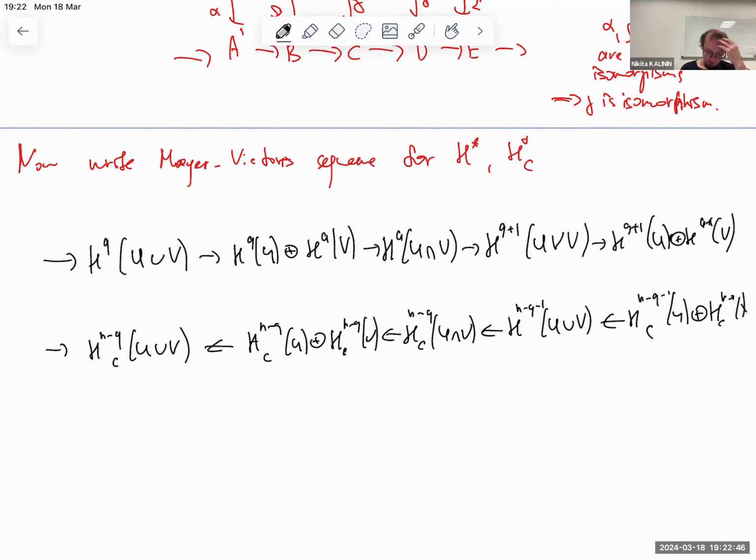Okay, now we want to say that, well, if we know the statement that there is a pairing for U and V and for the intersection, then we know that the pairing is non-degenerate for the union, right? And so we know that the pairing between H^q of R^n, H^n of R^n, and H^0 of R^n is non-degenerate.